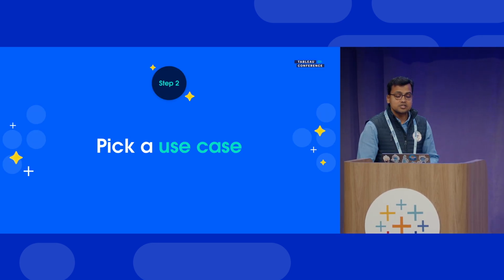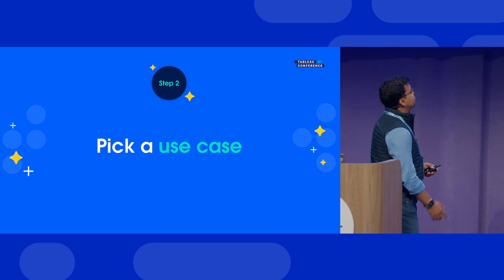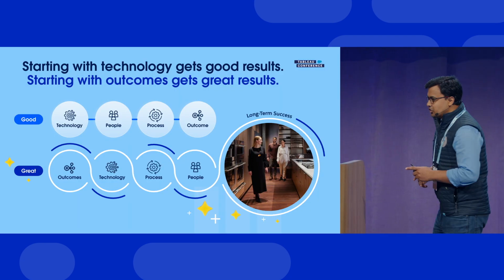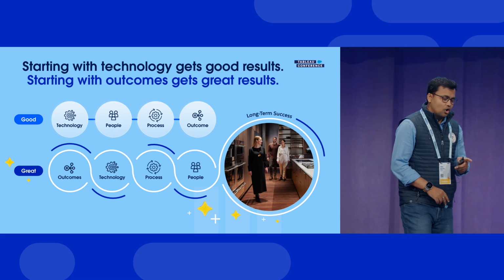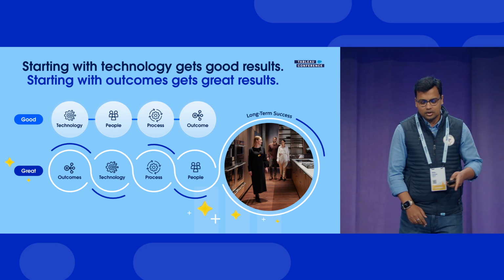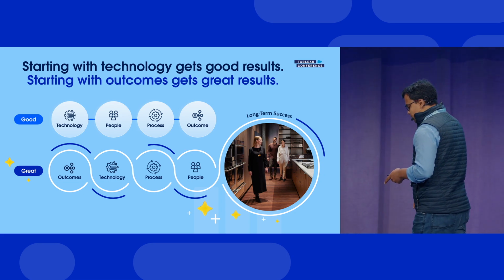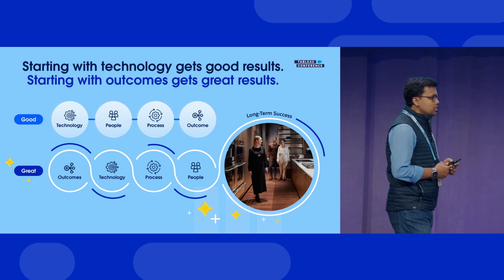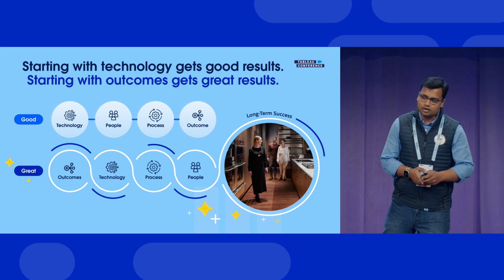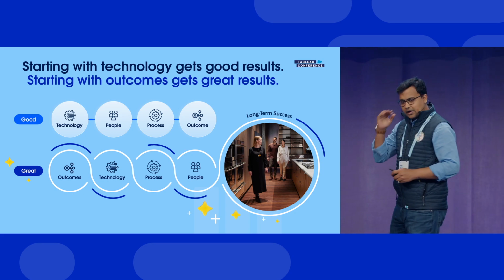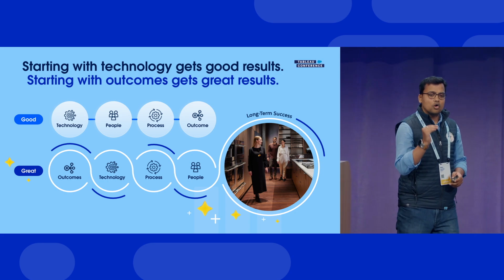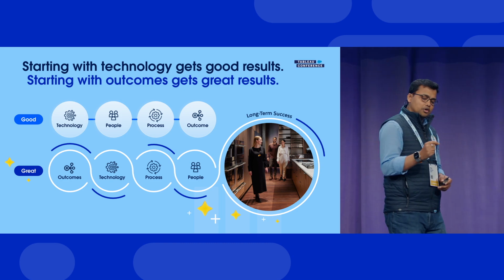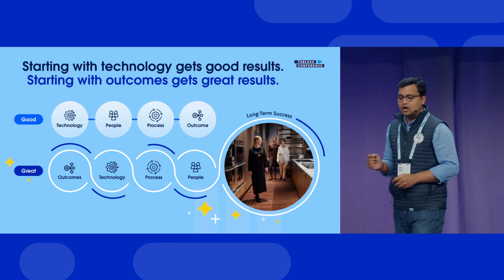The next one is pick a use case. Very important. But when I say pick a use case, do not start with the technology. Always start with an outcome. And that's because if you start with the technology, you'll have a good, maybe a semi good use case. But if you want to get to a great use case, you need to define your outcome first. What is that one thing that will move the needle for the organization, and then define that outcome?